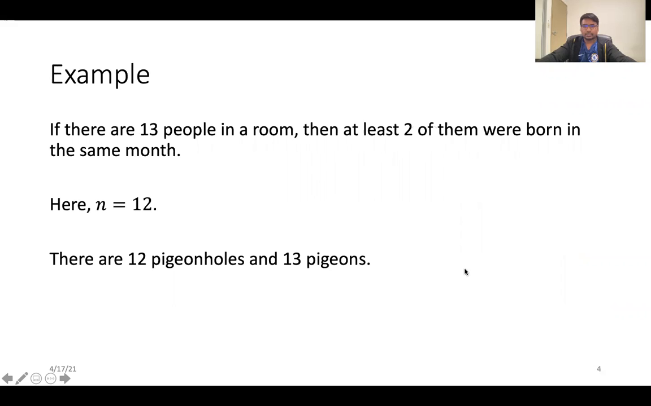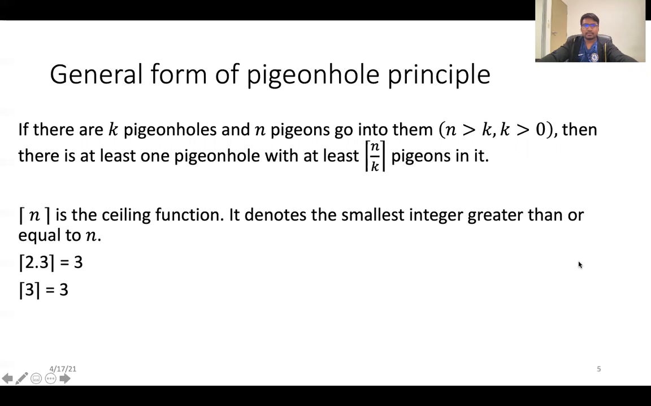We can have a small example here. If there are 13 people in a room, then 2 of them were born in the same month. Here we consider the 12 months of the year as the pigeonholes and the people as the pigeons. So there are 13 pigeons and 12 pigeonholes, 13 people and 12 months of the year. So at least 2 people have the same birth month. That was the basic pigeonhole principle.